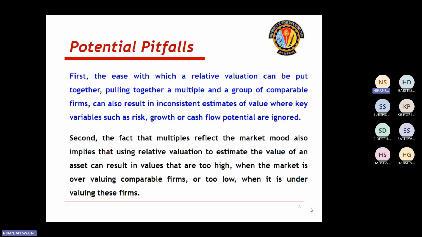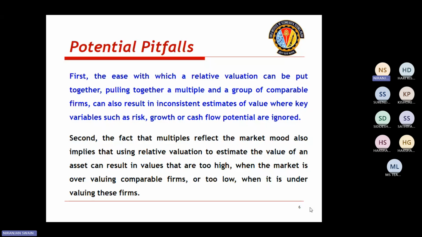And what are the pitfalls or the limitations? First, the ease with which relative valuation can be put together, that is pulling together a multiple and a group of comparable firms, can also result in inconsistent estimation of value, where key variables such as risk, growth, and cash flow potential are ignored. The cash flow method takes care of the risk and growth in the asset, because risk is not constant, it's quite dynamic. The growth may be changing. Those things are not considered here in a relative valuation.